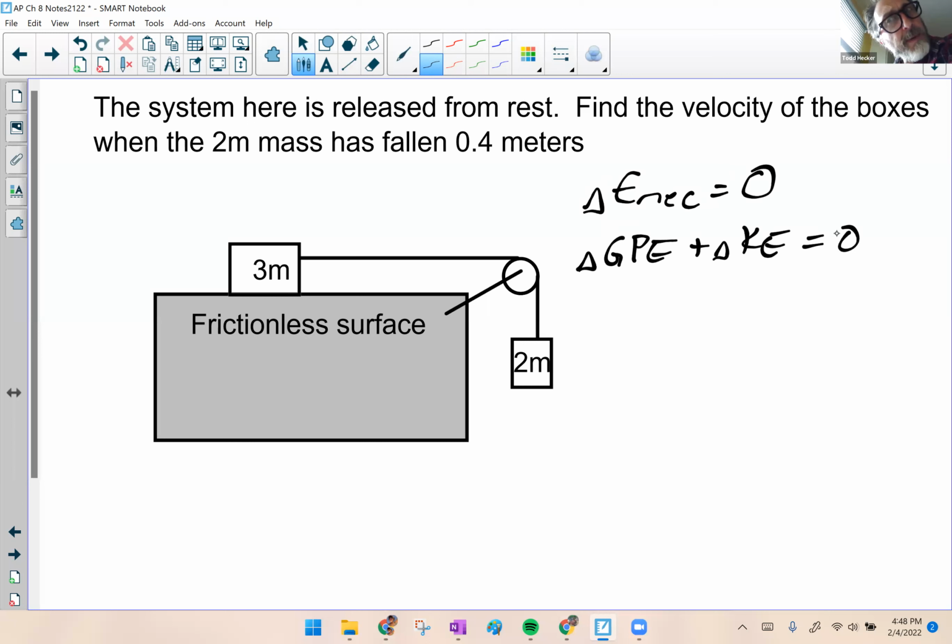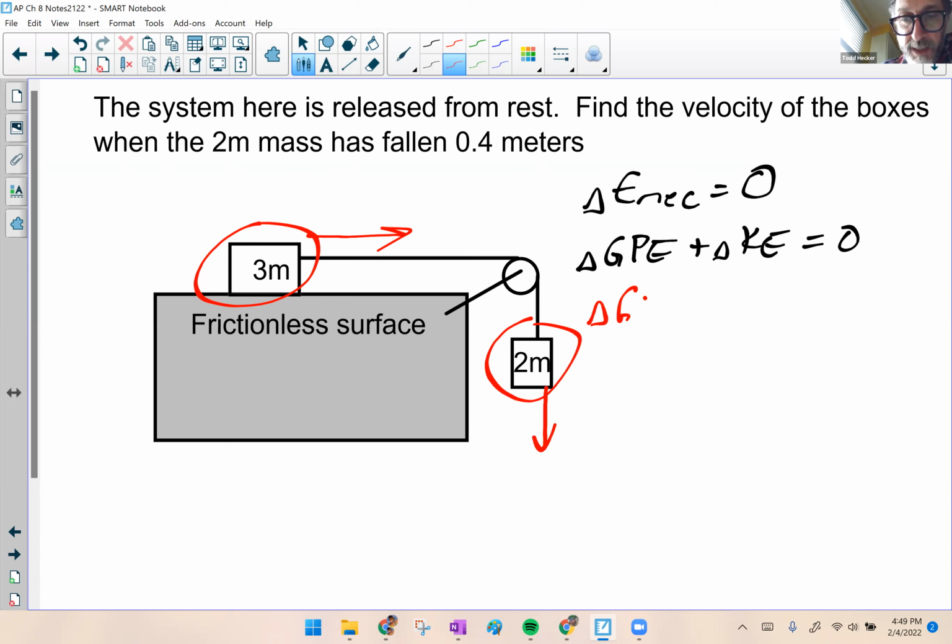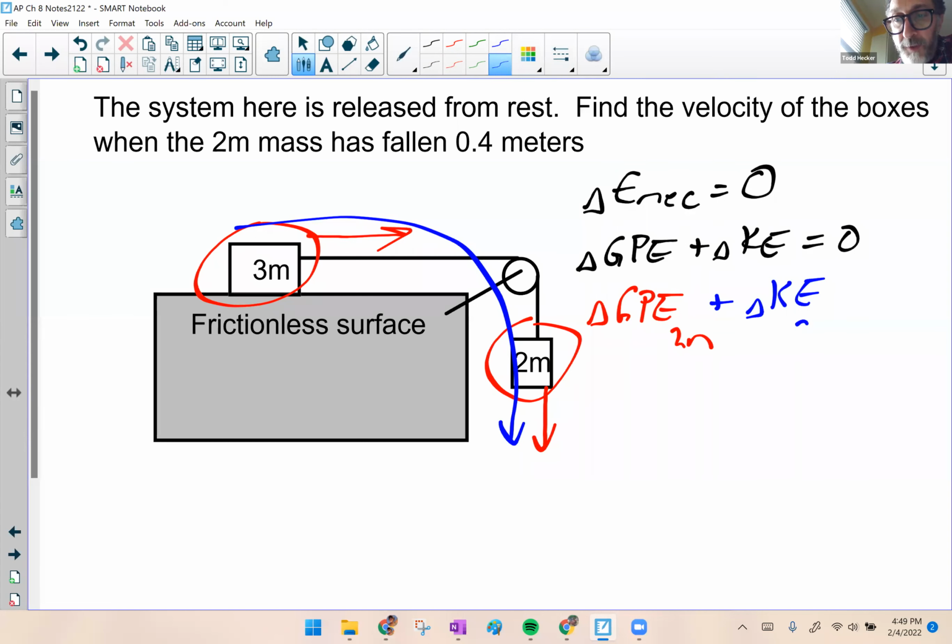We need to be more specific, though. Which objects are going to undergo a change in GPE? This block moves horizontally, so it has a change in GPE of 0. This block is going to go down and lose GPE. So this is really the change in GPE of the 2m block plus the change in kinetic energy. Both blocks are moving, so both have kinetic energy. This is the change in kinetic energy of the 2m and 3m blocks, and these all have to add up to 0.